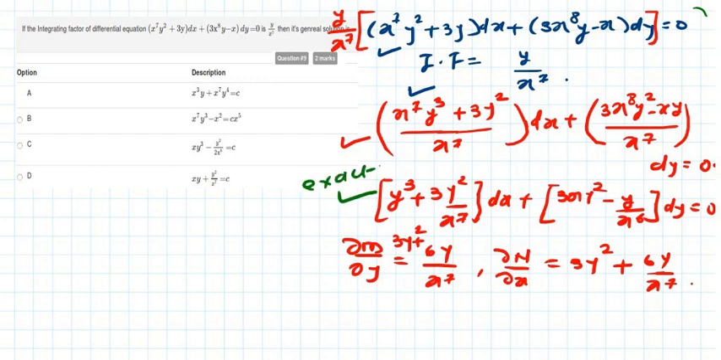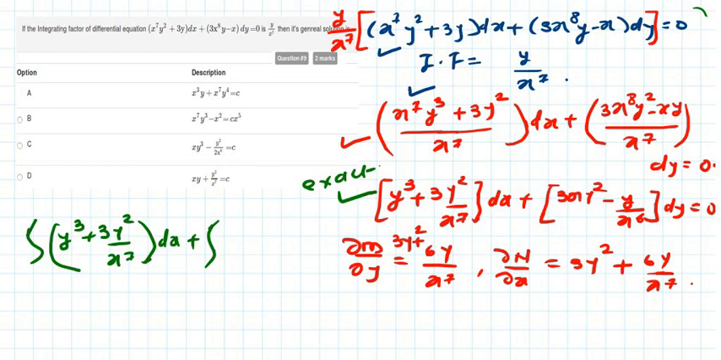Now once it is an exact differential equation, what we do, we take M as it is. What is M? y cube plus 3y square upon x raised to 7, dx, plus integration of the terms in N not containing x.